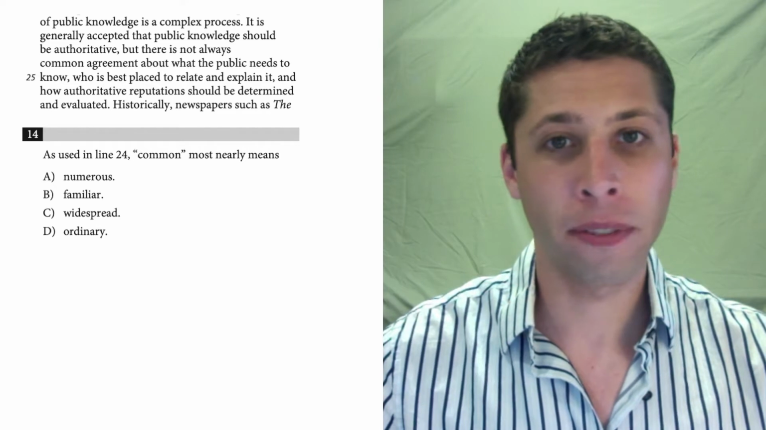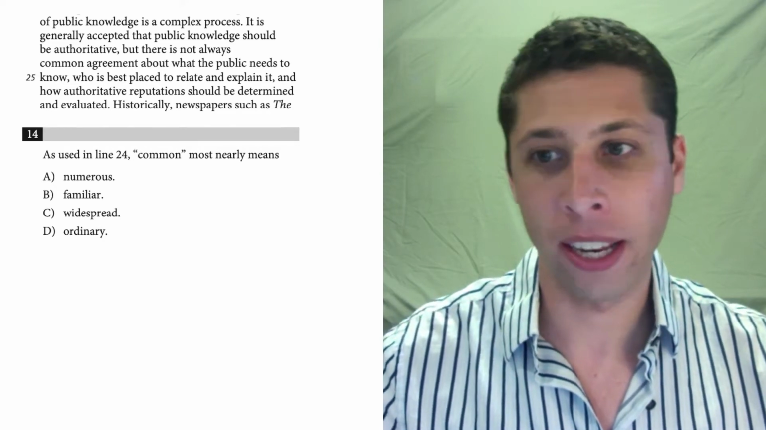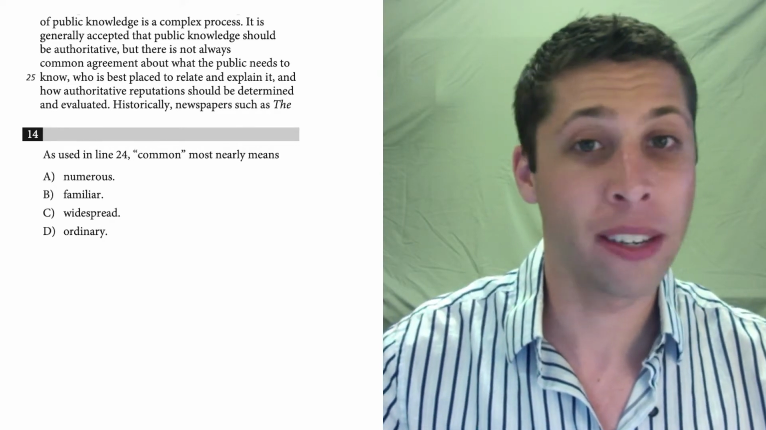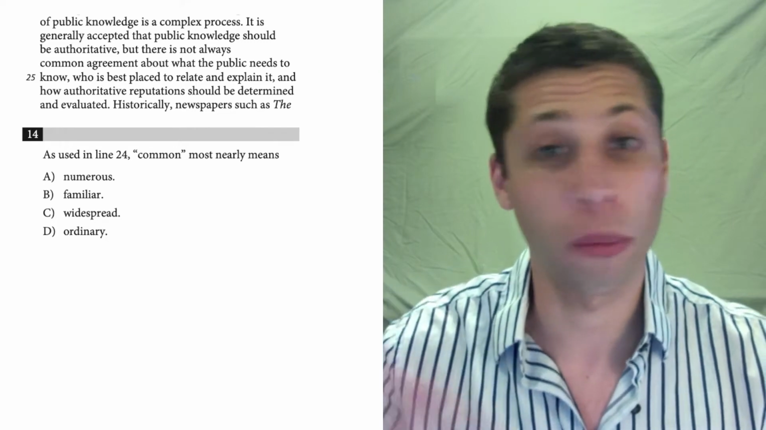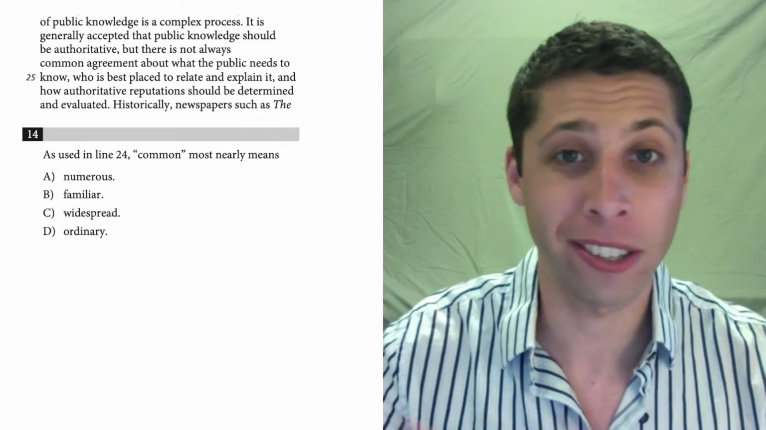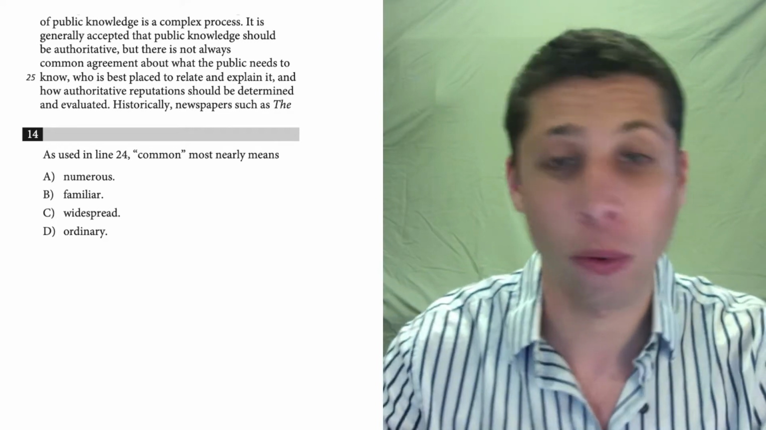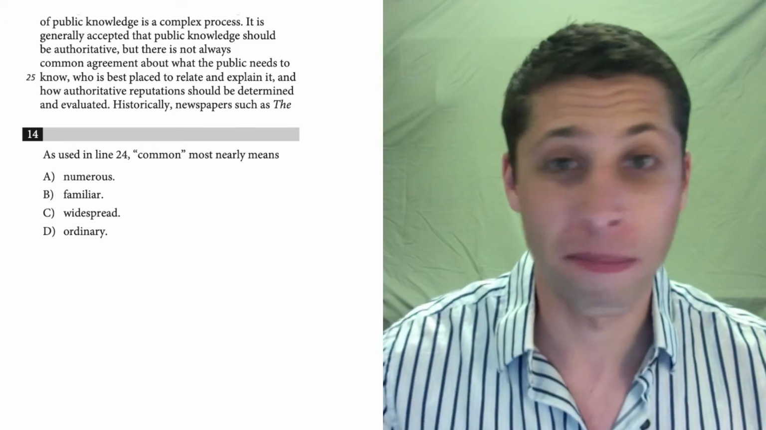All right, and after a very hard evidence pair in numbers 12 and 13, we now have an easy question, number 14. So this is why the reading section is the way it is. There's a lot of variation. You can go from hard questions to easy ones. You just got to roll with it.